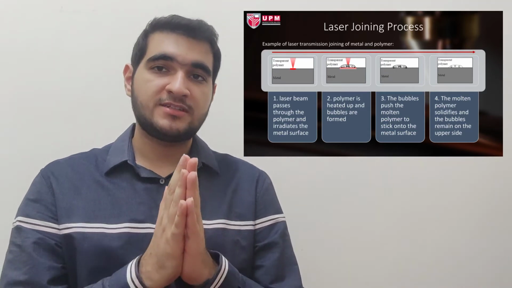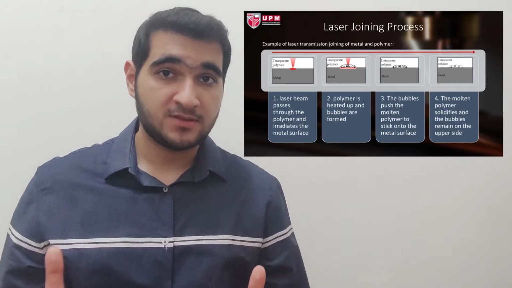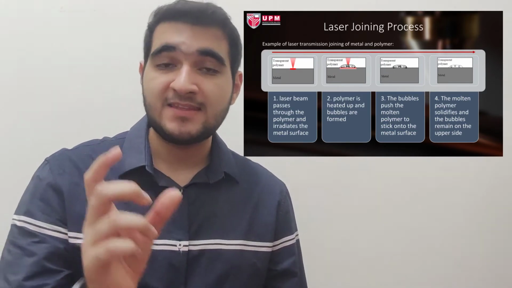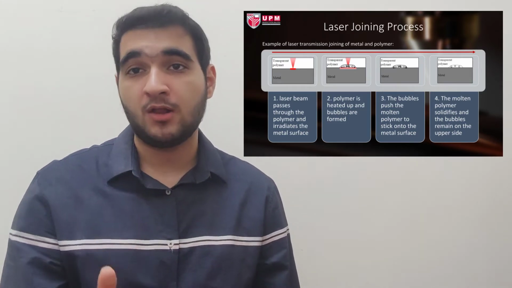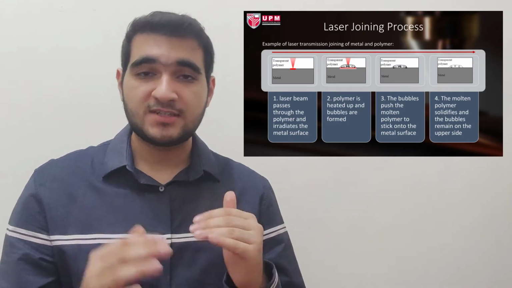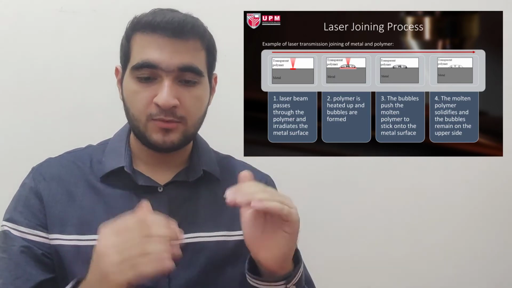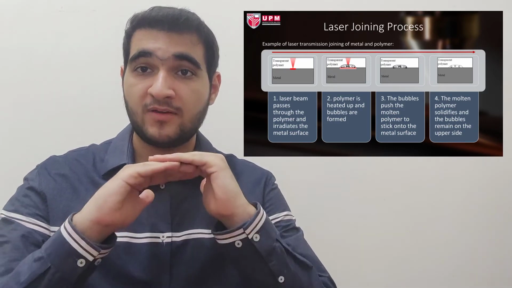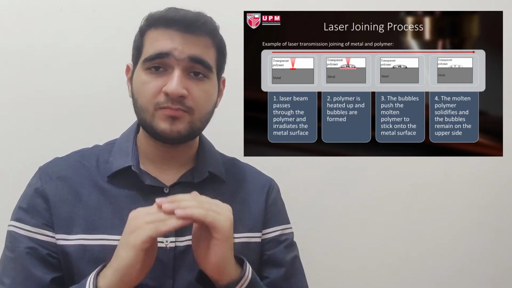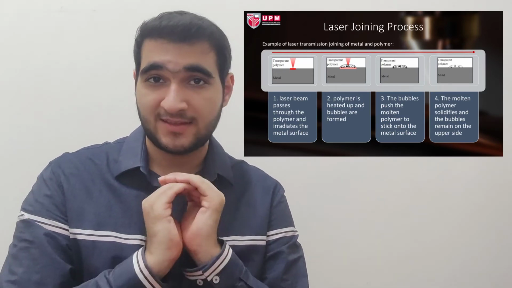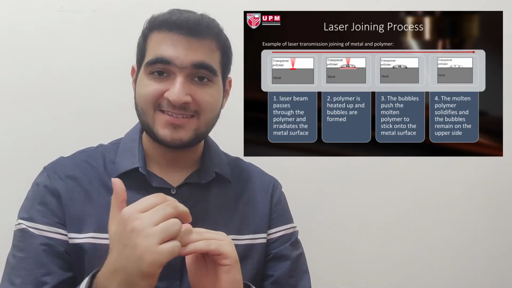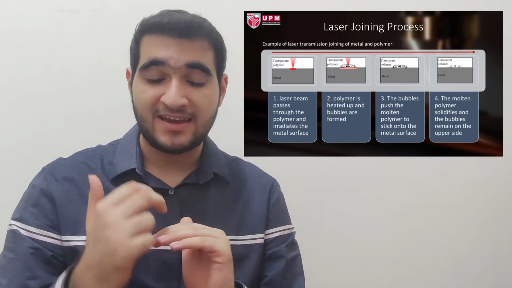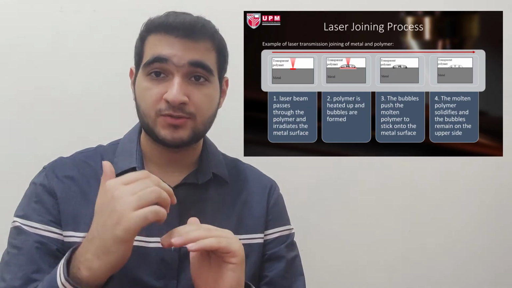So naturally, there are different types of joining methods in laser joining. In this case, we're going to take a look at laser transmission joining between polymer and metal. So in this case, we have a layer of polymer sitting on top of a metallic material. What happens when we turn on the laser? Right at the beginning, the laser beam passes through the polymer and irradiates the metal surface.